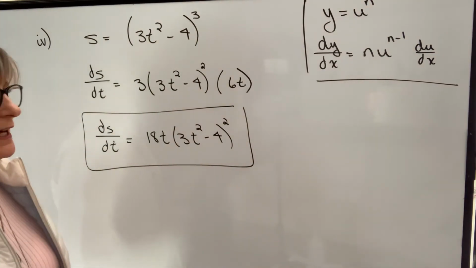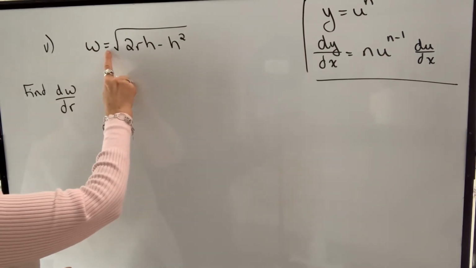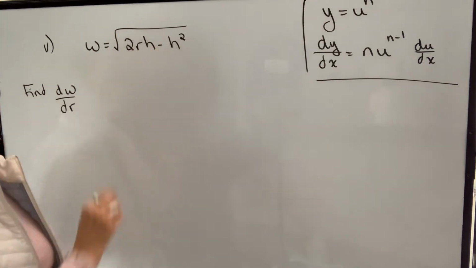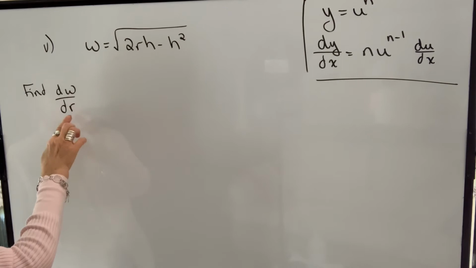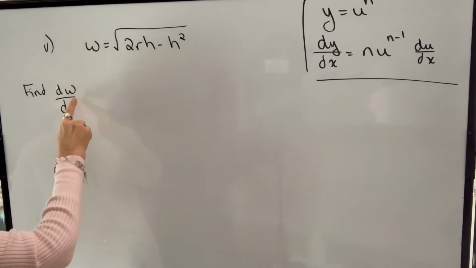Let's take a look at one last example. In this example, we have w is equal to the square root of 2rh minus h squared. So we actually have 2 independent variables. So you'll have to be told which variable you want to differentiate with respect to. So they're saying find dw dr.